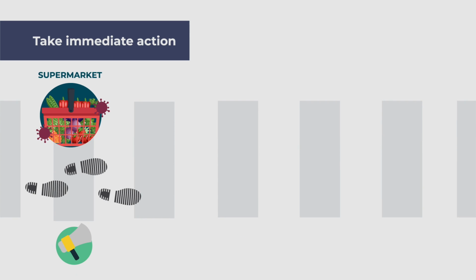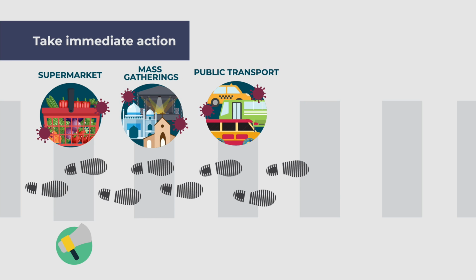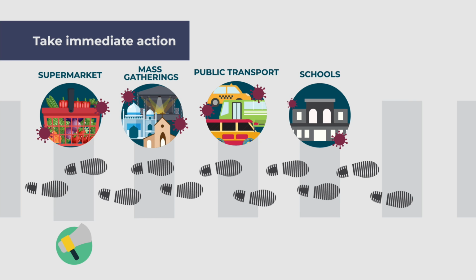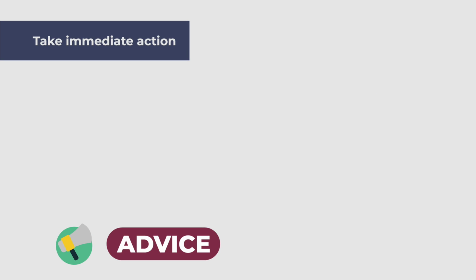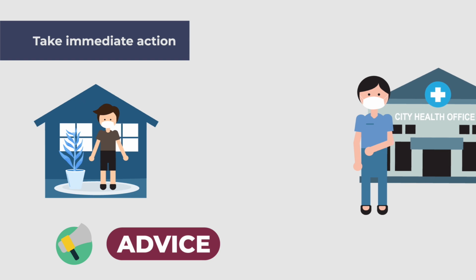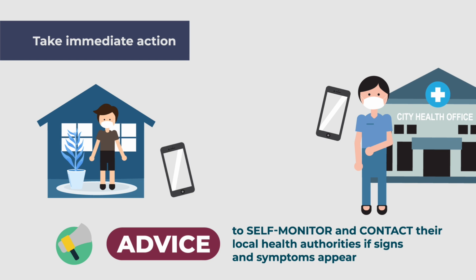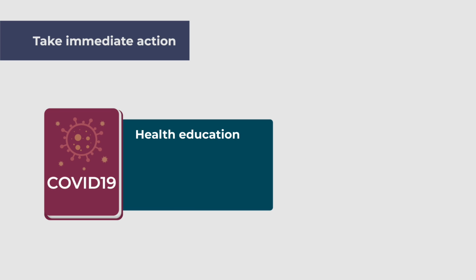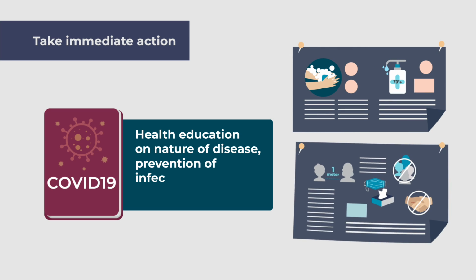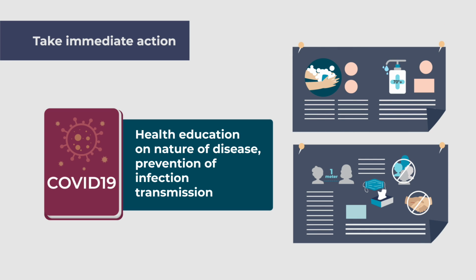Announce settings, places, and gatherings where the suspect and confirmed cases have been. Advise the public to avoid those places, settings, and venues. Advise those who were in the same event or place as a confirmed case to self-monitor and contact their local health authorities if signs and symptoms appear. Contacts and people who were in the same events or venues should also be provided with information about the disease and how they could avoid transmission to others.